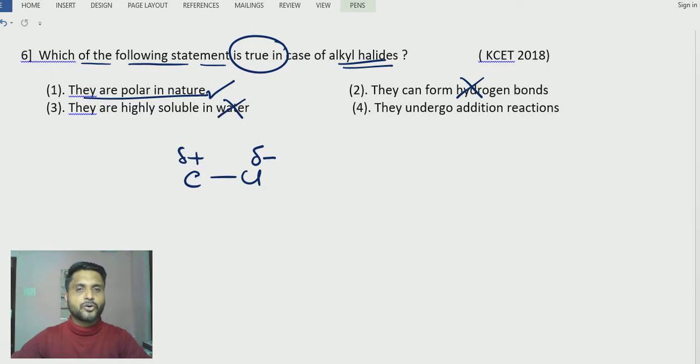Third option is also wrong here. They cannot undergo addition reaction, but they can easily undergo the elimination reaction. They can undergo nucleophilic substitution reaction. Okay, so option number 4 is also a wrong statement. So the answer is option number 1 here. Okay.